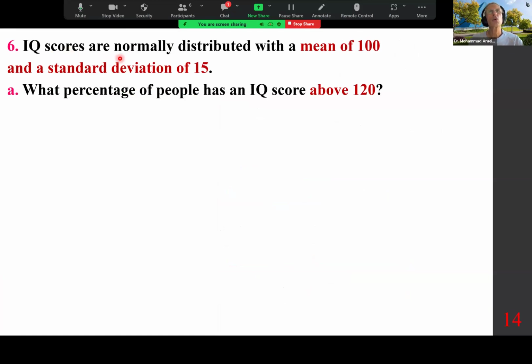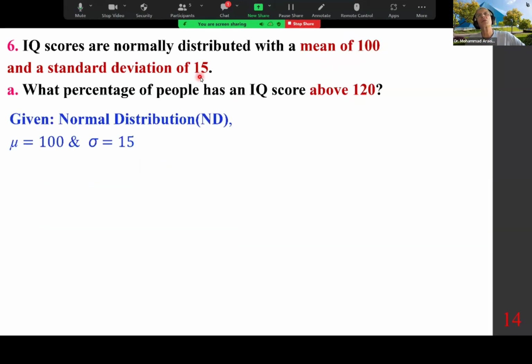IQ scores are normally distributed with a mean of 100 and a standard deviation of 15. What percentage of people has an IQ score above 120? It's important to understand in stats, we mainly deal with word problems. So what is the given symbolically? We are dealing with a normal distribution with a mean of 100. Mu is 100, sigma is 15. So that's the first thing we need to write.